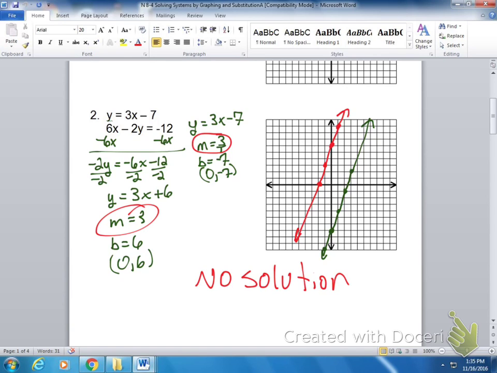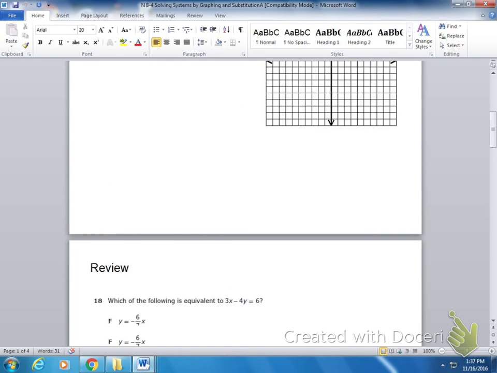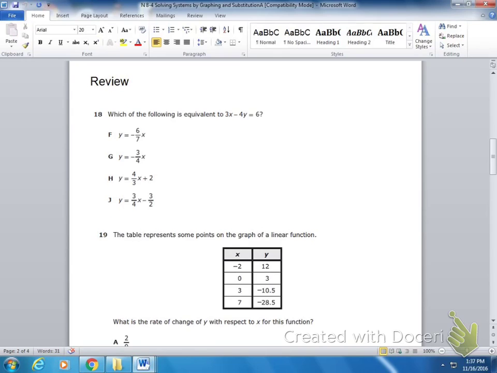Now, that's all we're going to do as far as systems. We're going to look at some problems from the benchmark. And what I want to do real quick is pause for about 4 or 5 minutes. I want you to look through these and try to answer some, okay? So we're going to pause for just a little bit. Then when we come back, we'll go over them together, okay? It shouldn't take too long.